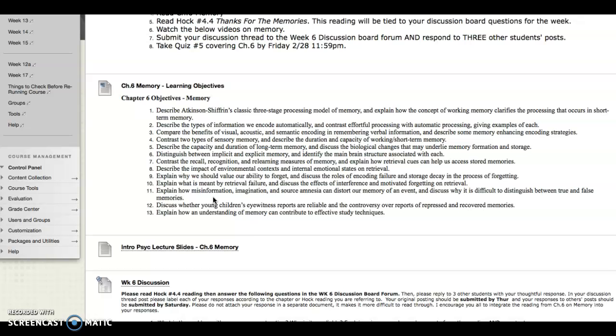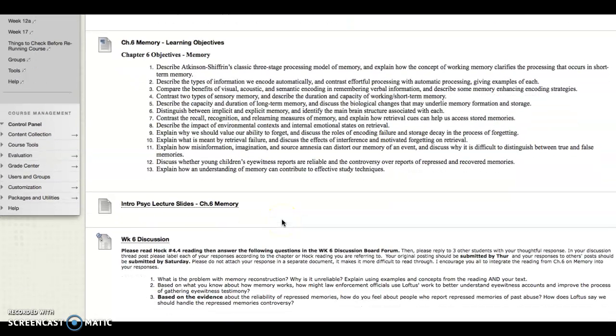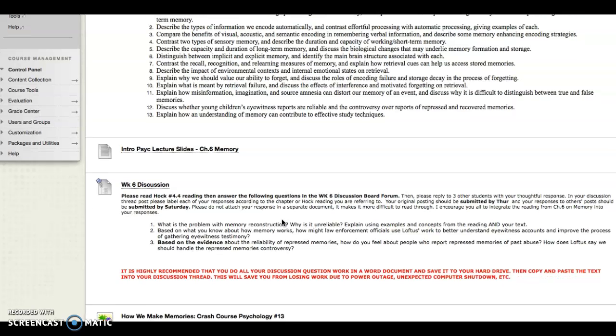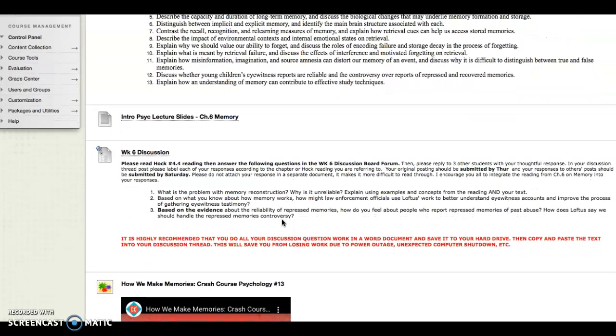So we'll be looking at that, and specifically looking at it through the work of Elizabeth Loftus in her eyewitness reports. Also looking at the controversy over reports of repressed and recovered memories, and the different techniques that psychologists as well as law enforcement officials use in trying to enhance memory retrieval in situations where it deals with eyewitness testimony reports. So this is very linked to your discussion for this week, as well as your Hawk reading, which is actually on the work of Elizabeth Loftus.